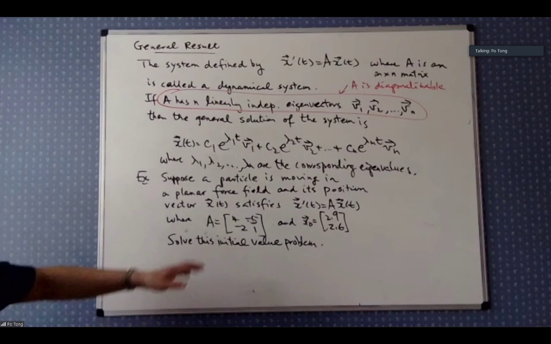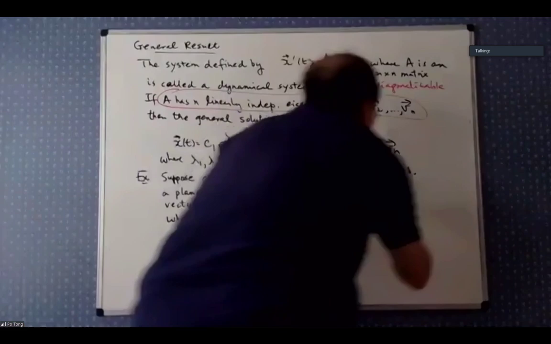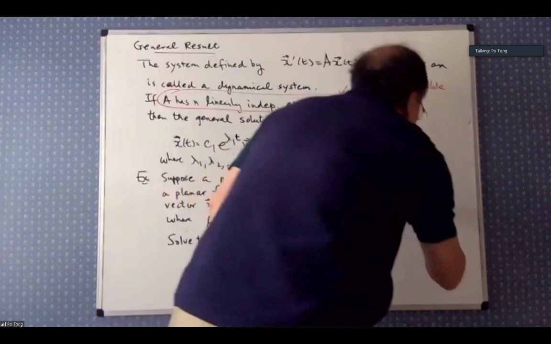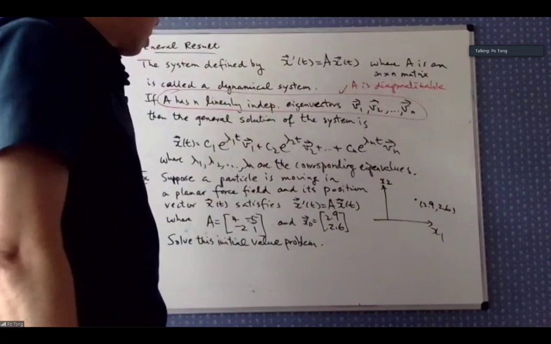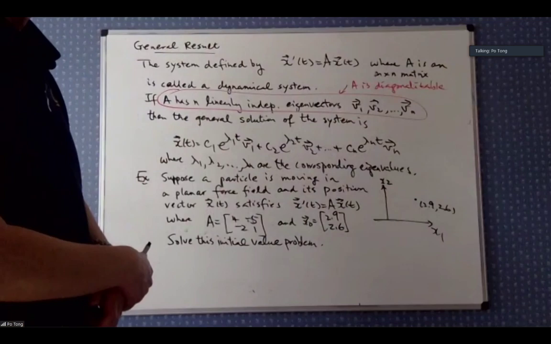Now, the particle position vector is x1, x2. So you have x1, x2, and this is the initial position somewhere here, 2.9, 2.6. That's the initial position. And under this differential equation, it's going to cause it to move, trace out some trajectory. We want to find out what that trajectory is.